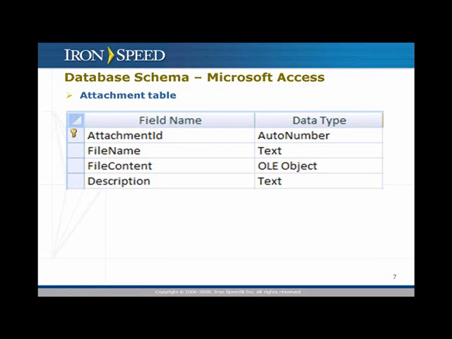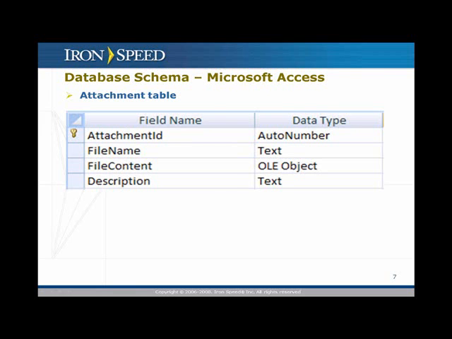the file content. Now, Microsoft Access does not have a binary type. What we're going to use is what's called the OLE object type, and this is what is going to be used by IronSpeed Designer in order to save the content of the file. And then, of course, we'll have a description field that goes along with that if we want to attach a description for the file. But the two most important fields are the file name and the file content.